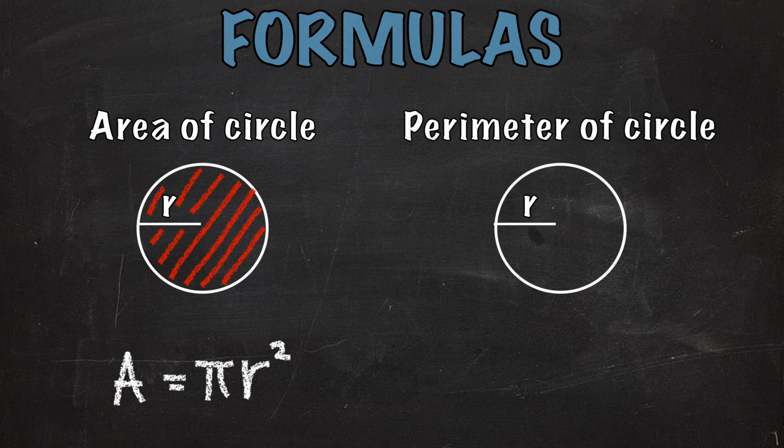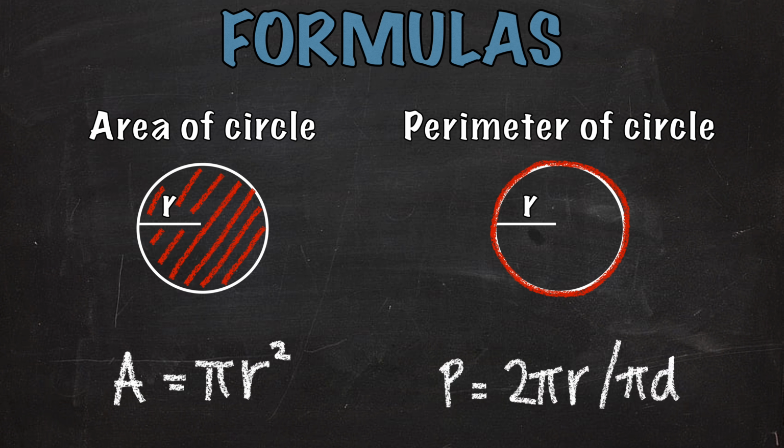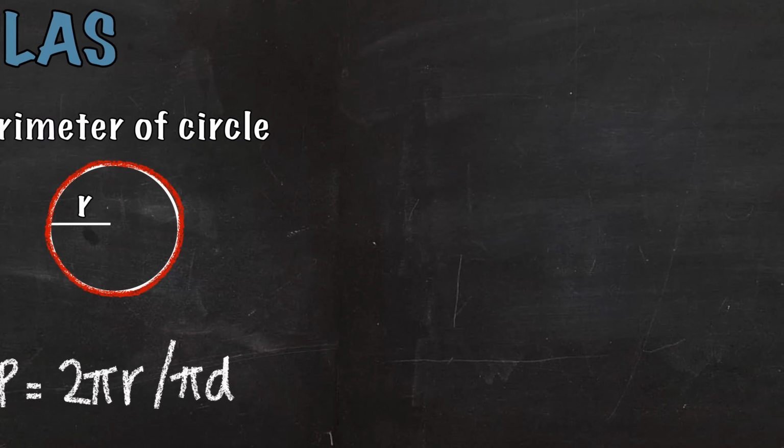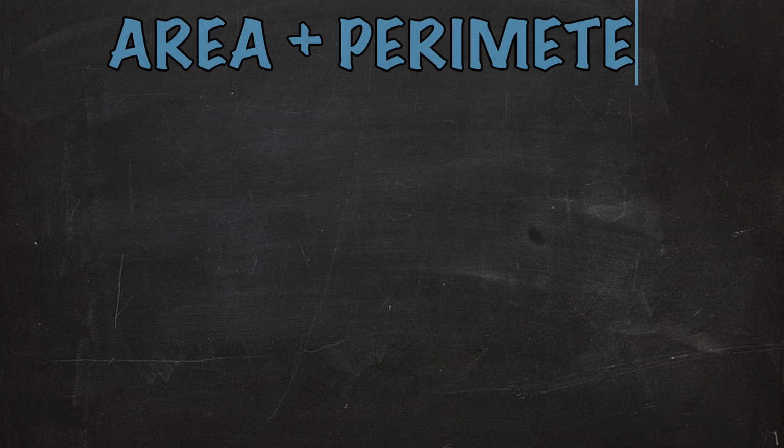Now perimeter is different. Perimeter is how long would it take if we were to start at one point and go all the way around the circle and meet the same point again. So the formula for perimeter is 2 times pi times the radius, or pi times the diameter. Now that we've looked at the formulas, let's look at a question.